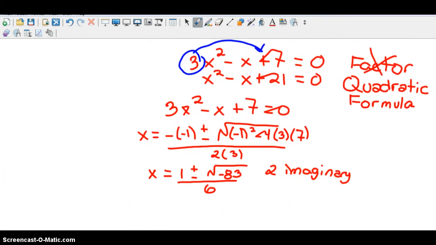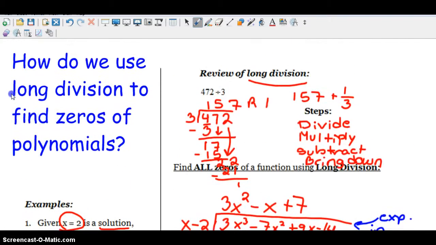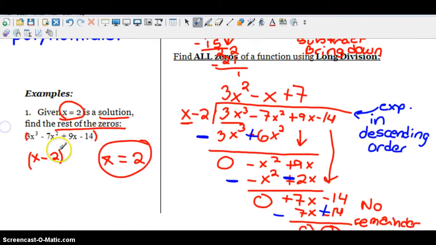This is called solving using long division. And again, it's because I can't factor all 4 of these. Or sometimes I can, but sometimes long division is a little bit simpler.